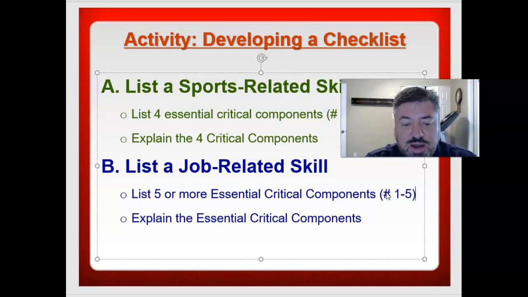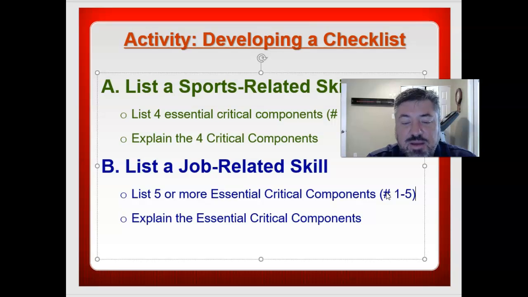So you're going to list a job-related skill. This could be taping an ankle, a first aid checklist, preparing for a game, preparing a travel bag for a game, preparing the field for a game. It could be what you do about coming on the scene of an accident and in what order. So you're going to list those 5 or more critical components of that specific job-related skill.